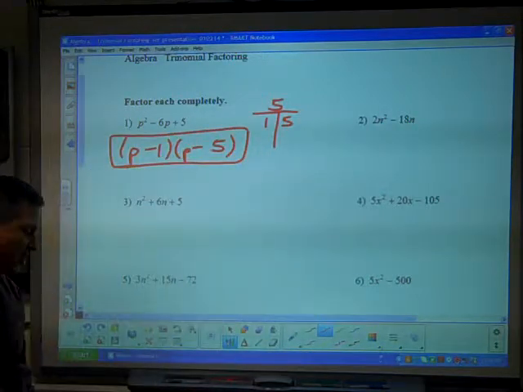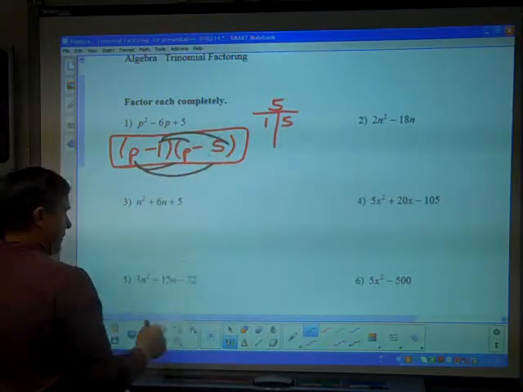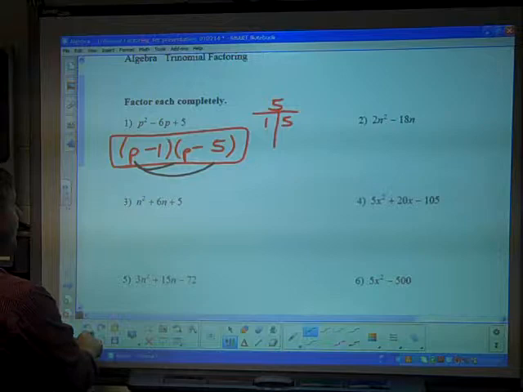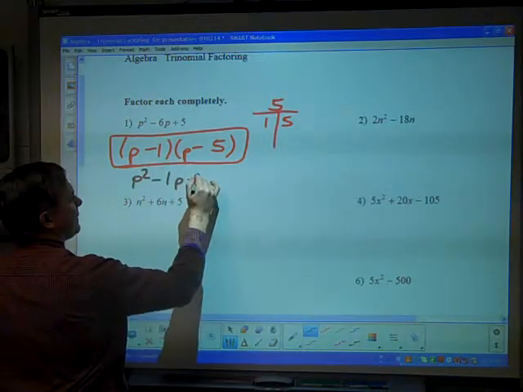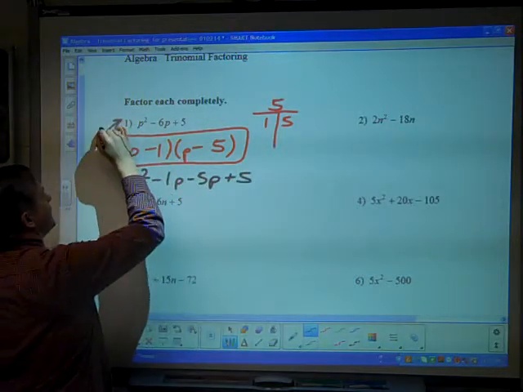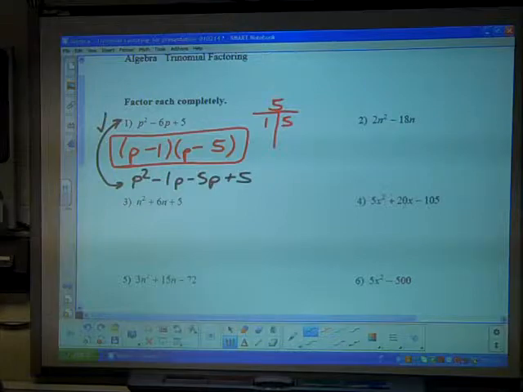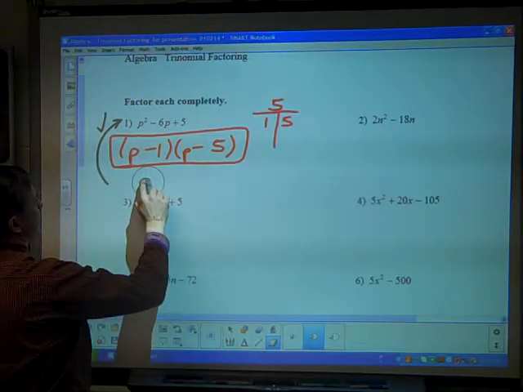If I want to check, I can re-multiply the binomials and come up with the original problem. Every problem can be double checked this way. And you really don't ever have to miss one.